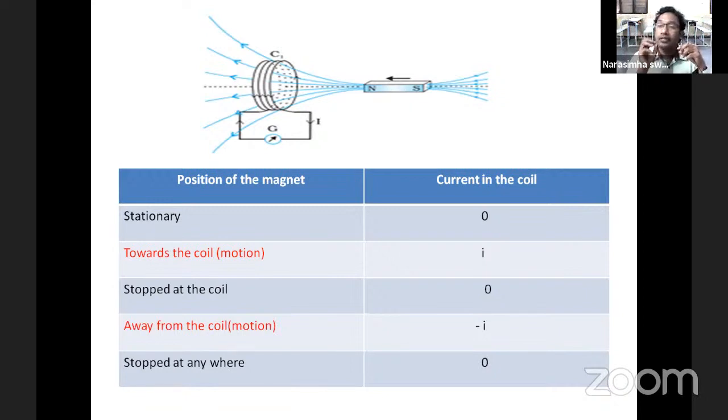The magnetic field should be continuously changing, whether from small to bigger or from huge to small. The magnetic field must continuously change. Then only will the current be generated. This current is called induced current.